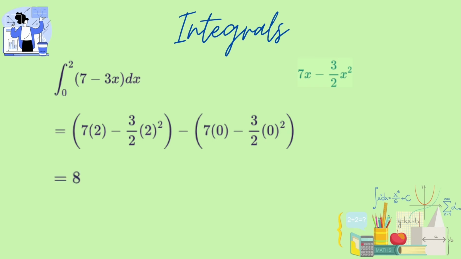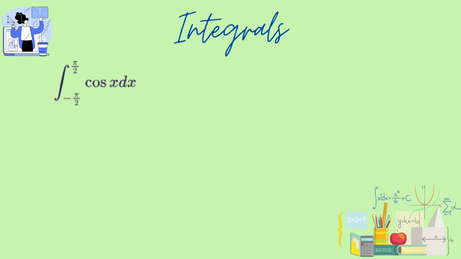These properties may also be applied given a trigonometric function. In this definite integral, we know that the antiderivative of cosine x is sine x. So we find sine of pi over 2 minus sine of negative pi over 2. It is equal to 1 minus negative 1, or 2.